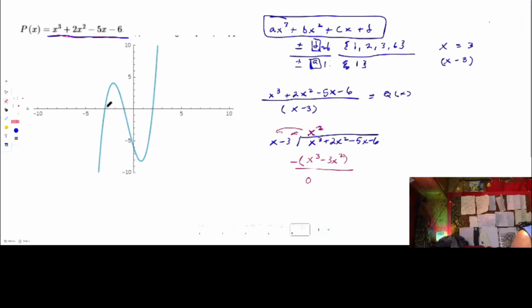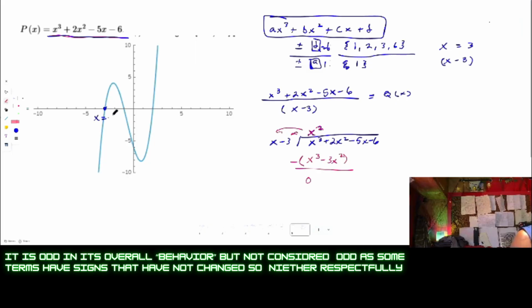So let me first get the answers. We got 1 root at -3, right? We got 1 root at -1. We can see that on the graph.